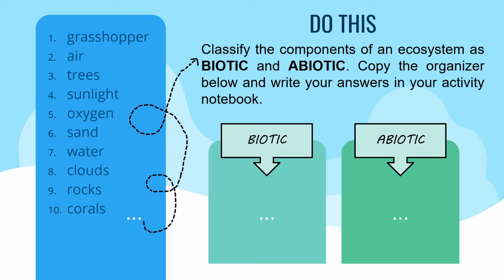Now, I want you to get your ballpen and your activity notebook and do this activity. You are going to classify the components of an ecosystem as biotic and abiotic. Copy the organizer below and write your answers in your activity notebook. So we have here the following components: grasshopper, air, trees, sunlight, oxygen, sand, water, clouds, rocks, and corals.